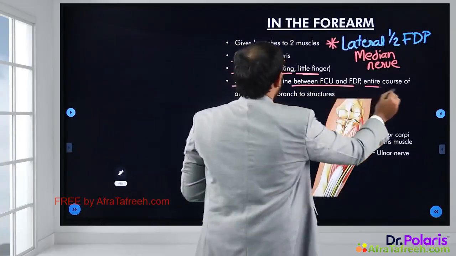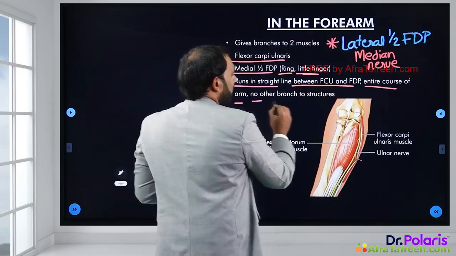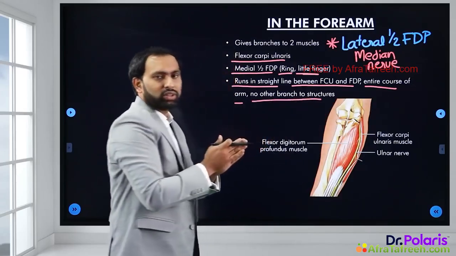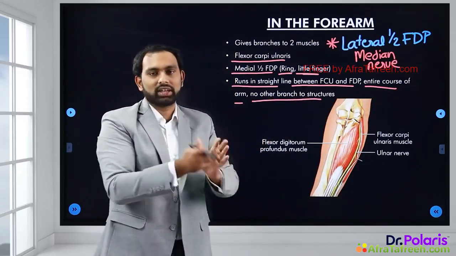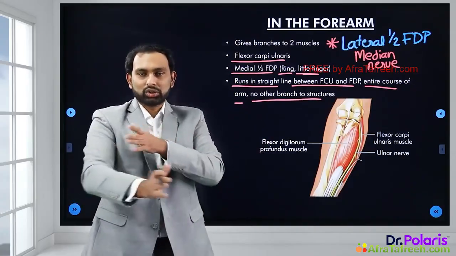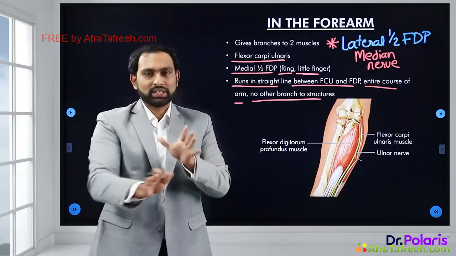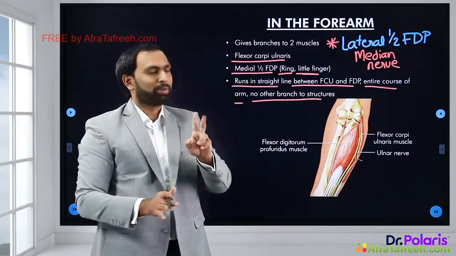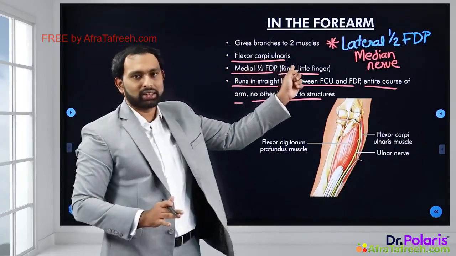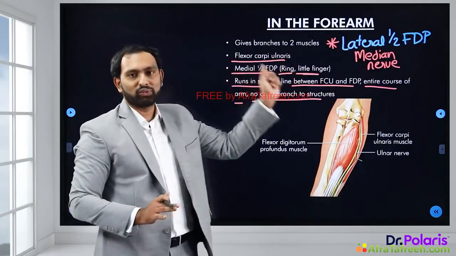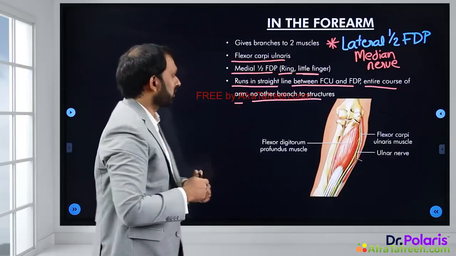In the entire course of the arm, no other branches are given. Afterwards, till it goes to the wrist, it does not give any branches. So from the arm, there are no branches. In the forearm, there are only two branches, that is the flexor carpi ulnaris and the medial half of the flexor digitorum profundus.